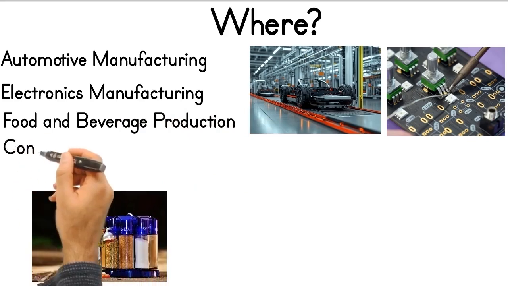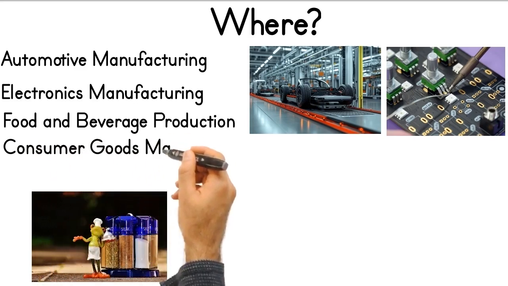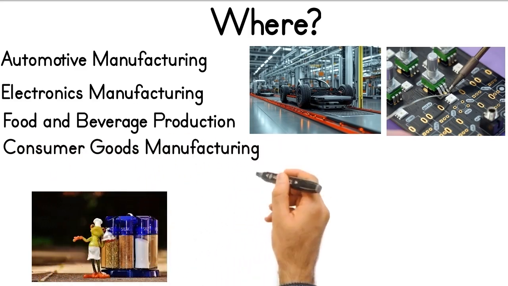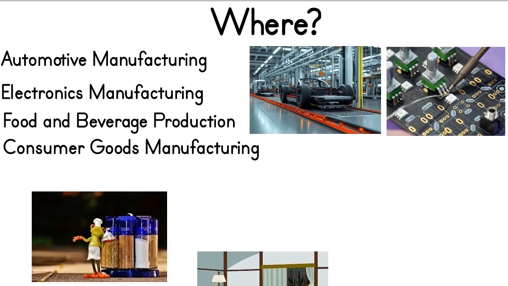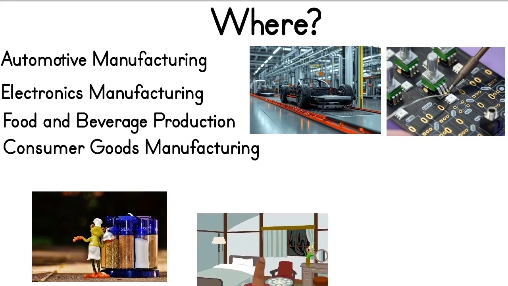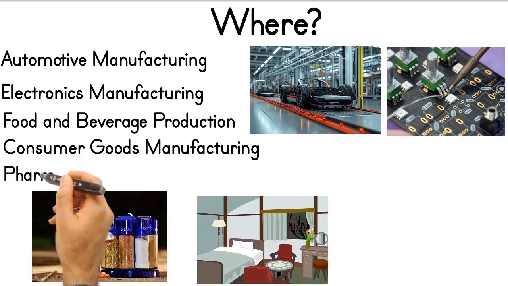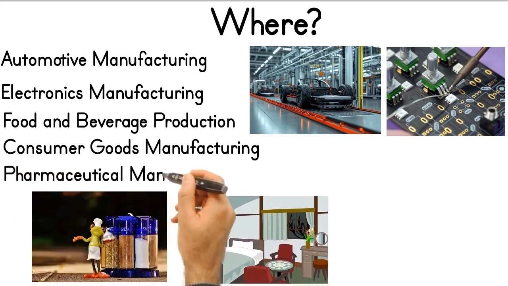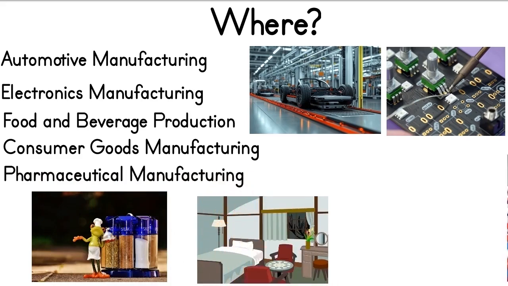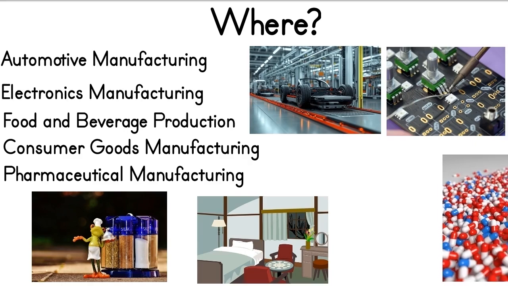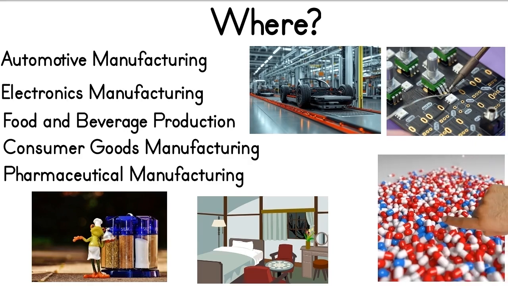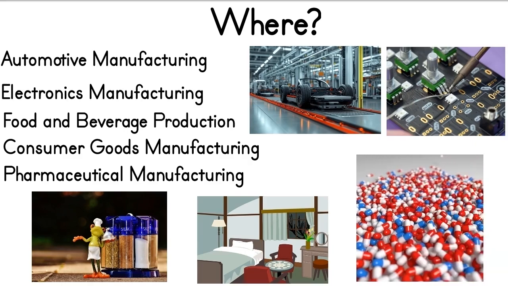Consumer goods manufacturing. Factories producing large quantities of consumer goods, for example textiles and household items, benefit from continuous flow by minimizing downtime and maintaining steady production. Pharmaceutical manufacturing. Continuous flow is also applied in the pharmaceutical industry, where precision and high throughput are critical for meeting regulatory standards and market demand.